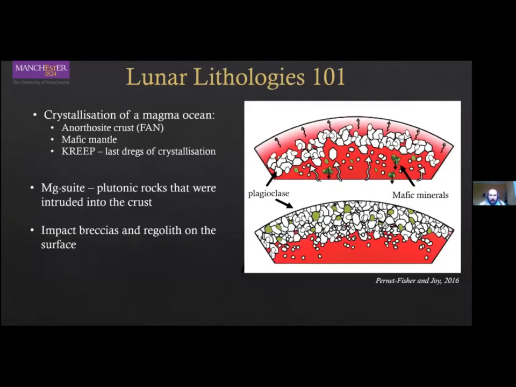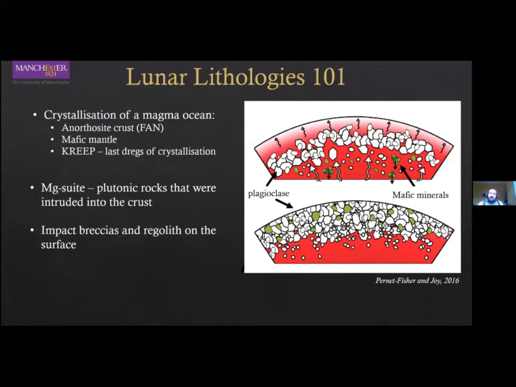So before I get into the metamorphism and some of these rocks, I just want to quickly mention some of the key lithologies that we see on the moon, and some of the key concepts that I'm going to be referring to. So the moon is a differentiated body. You can think of it effectively as a massive ball of magma in space that crystallized out slowly. And the general idea is that it started as this ball of magma. This is the so-called magma ocean hypothesis.